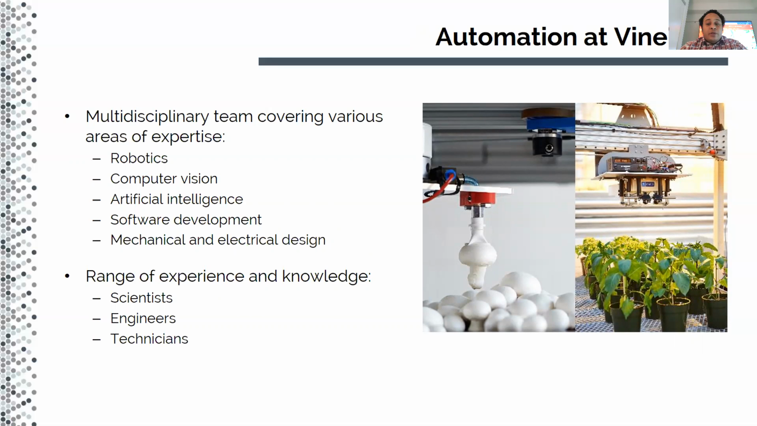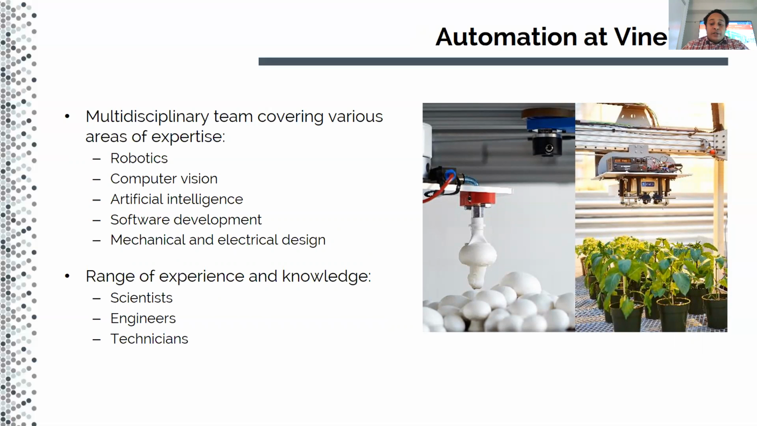The team we have is multidisciplinary, covering a variety of expertise in robotics, computer vision, AI software, mechanical, and electrical systems. Within that team, we also have a range of experience and knowledge, including technicians, engineers, scientists. We also work closely with experts in other departments, including consumer insights, plant production, and of course, our staff. We also look at collaborating with external stakeholders and experts from universities like University of Guelph, nursery staff, and experts such as staff from Landscape Ontario.